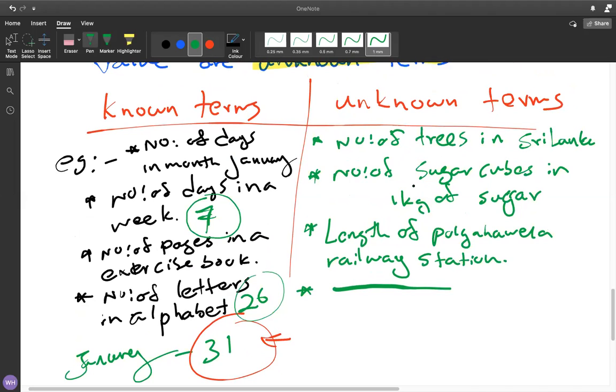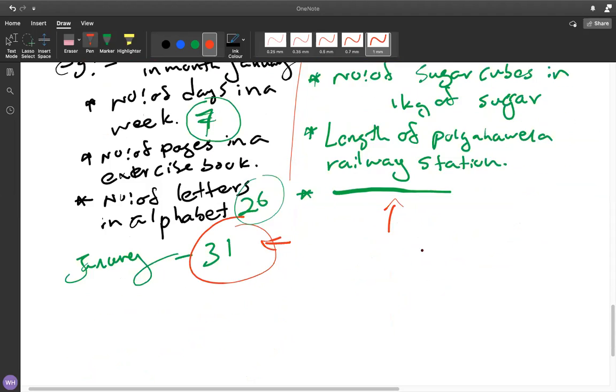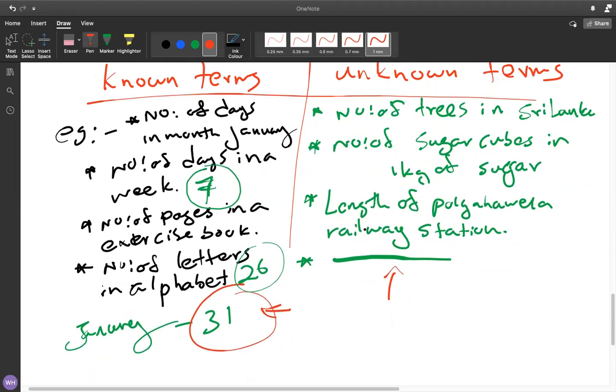Now, what about the unknown terms? Do we have any specific symbols for them? Do you know the length of the railway station? Not really, right? So we will consider what we can do in such situations where you have to represent these unknown terms. In mathematics, in some of these situations, you can use different symbols. So we will learn what symbols we can use in such situations.